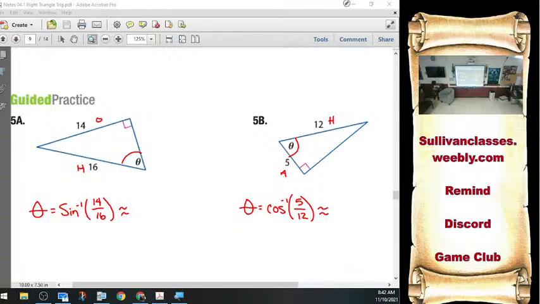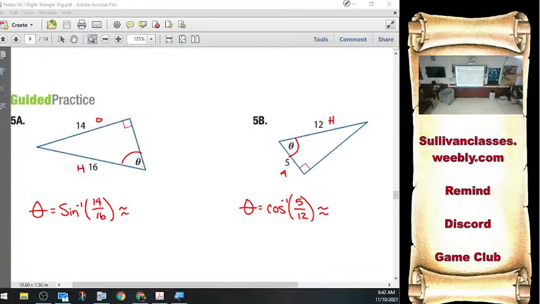Y'all got a calculator with you? What's the difference between arc sine of 14/16 and the arc sine of 7/8? Absolutely nothing, because it's a ratio. A ratio can be simplified down to unit rate. It can go all the way up to gigantic numbers in the billions. It is literally a ratio. Whether the ratio can reduce or not does not change its outcome.